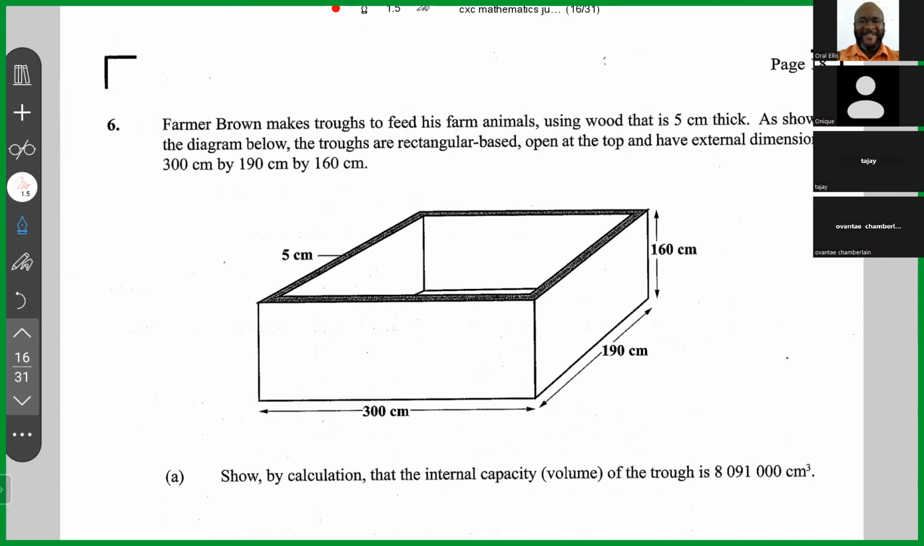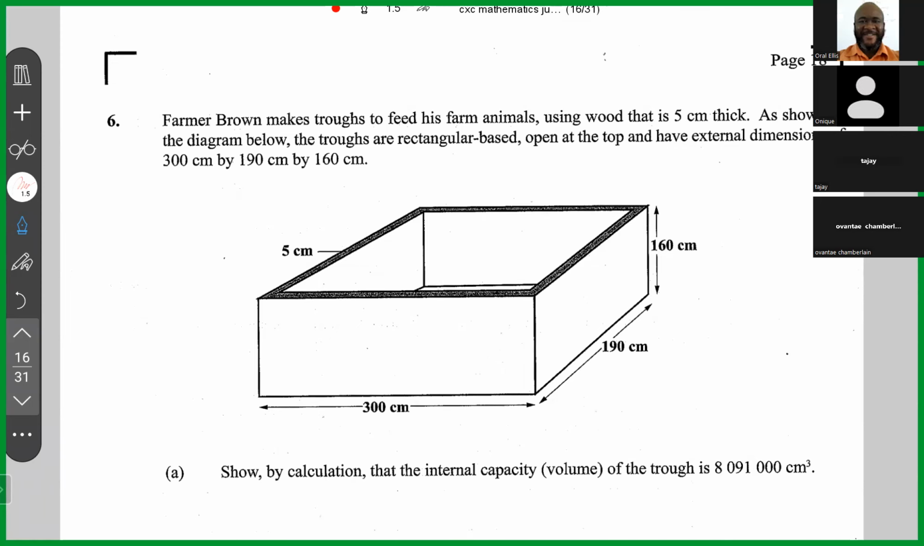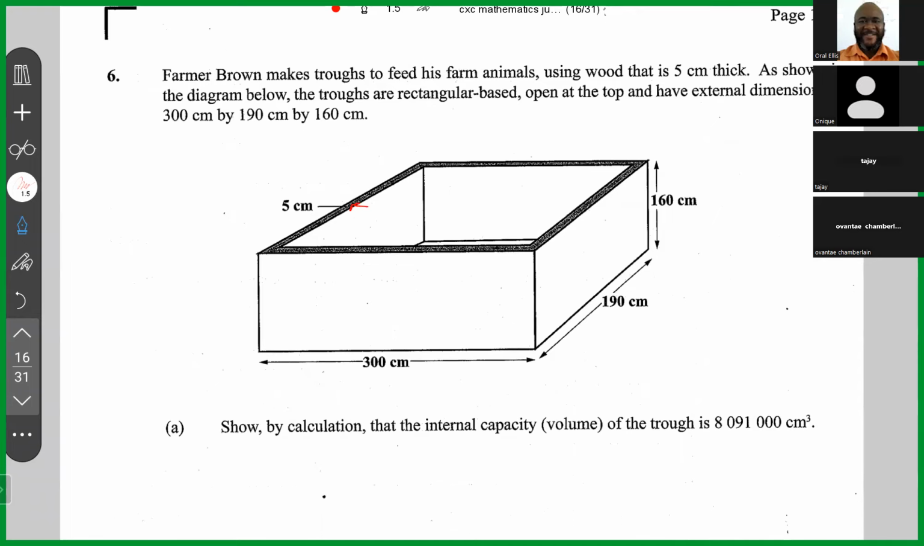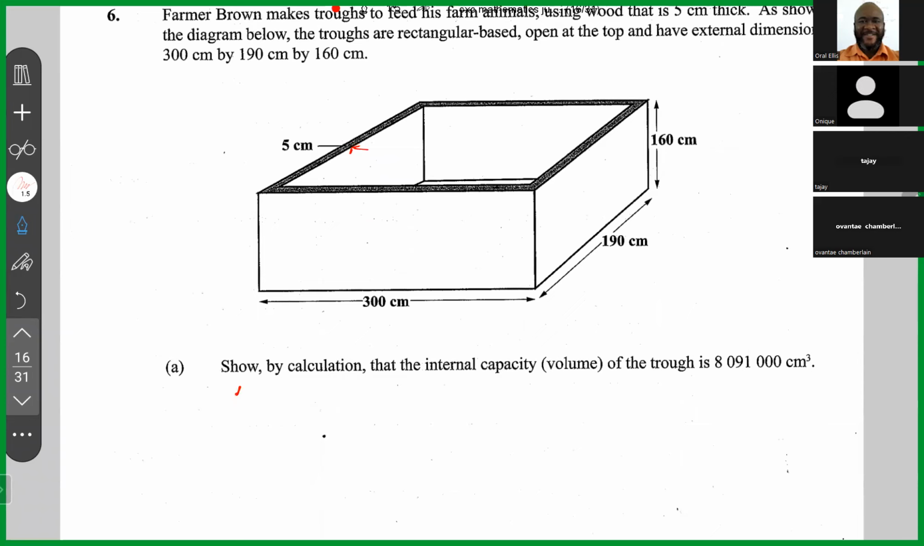8,081,000 centimeters cubed. All right, the first thing, we are given the external dimensions, and we are told that the wood that is used to make the trough is 5 centimeters thick. So we need to work out the internal dimensions. All right, so let us say we have external and we have internal.